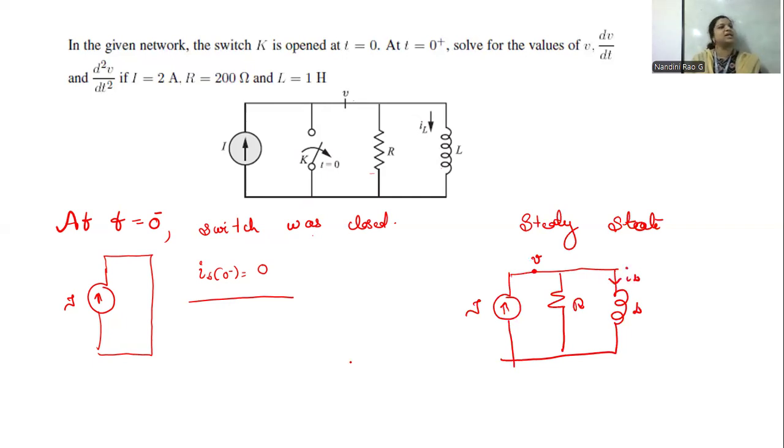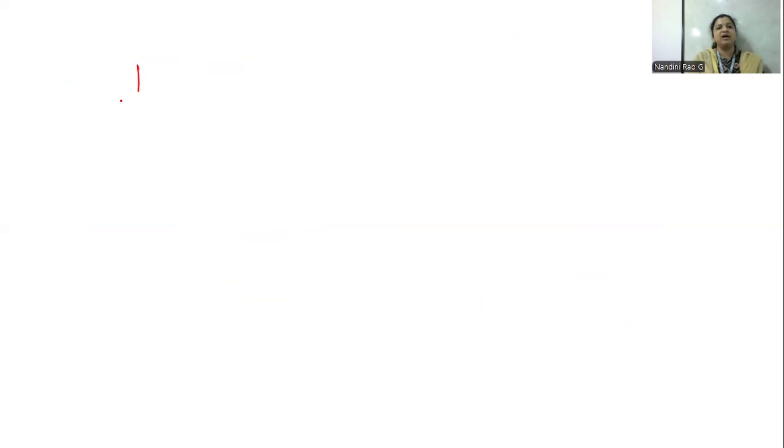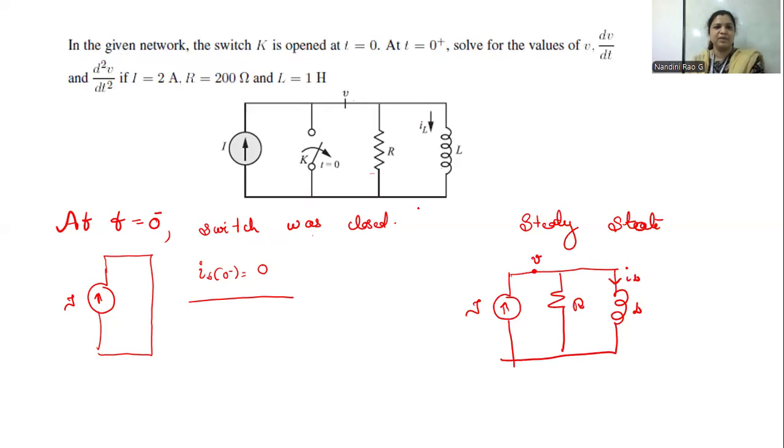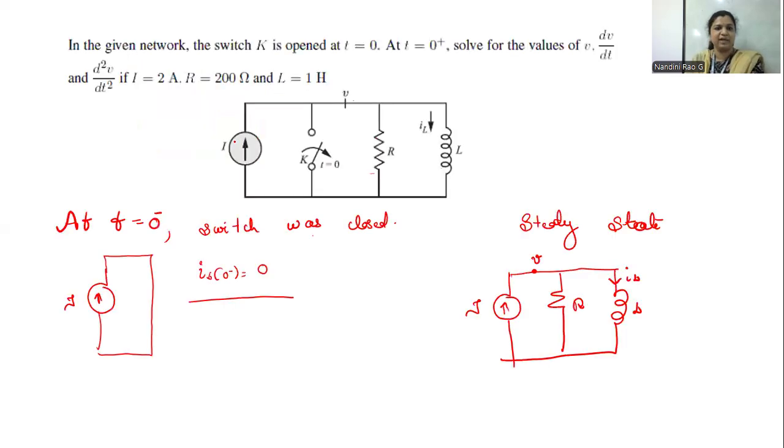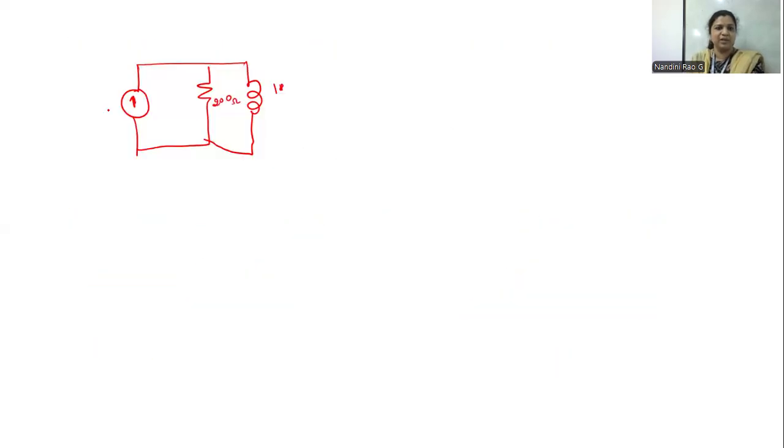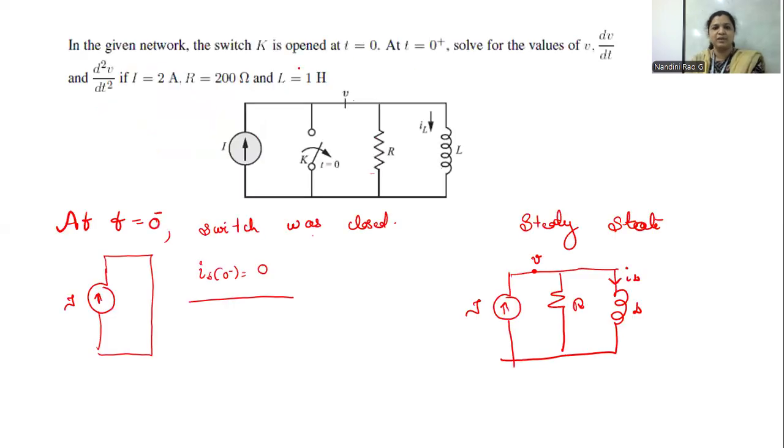Without considering t equal to 0 plus, first I need to write the expression. Which expression? We have to apply the KCL expression, right? I will redraw the circuit very fast. What was the value? Anybody remember? R is 200. This is 1 Henry. What was the current value? 2 ampere. Anything else they have given? Nothing, right? That's it.